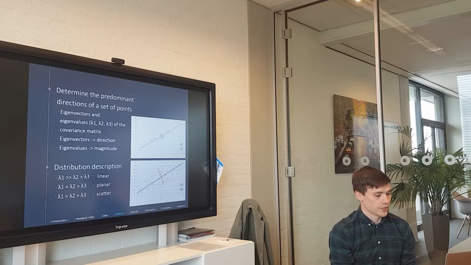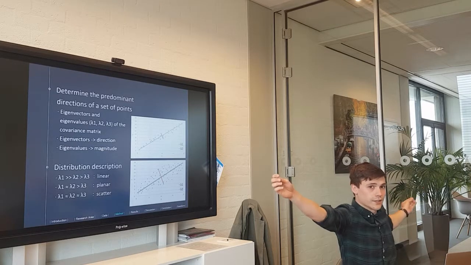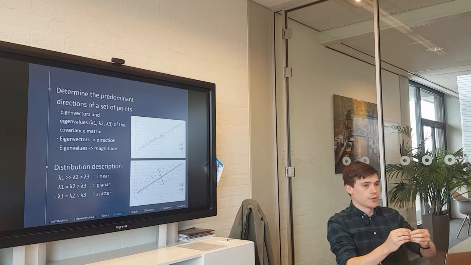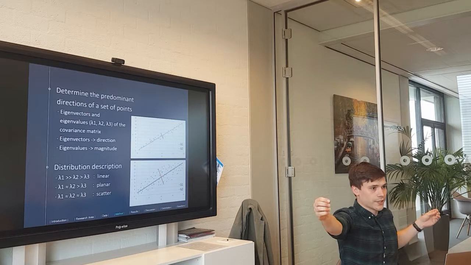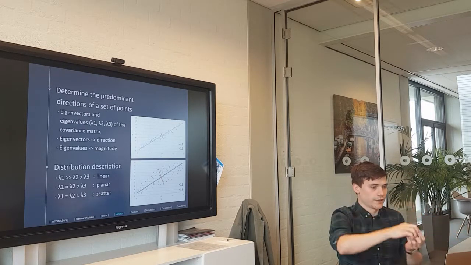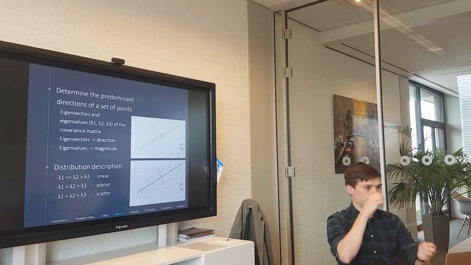With the eigenvalues, you can basically quantify the distribution of the points in space. If the first eigenvalue is way bigger than the 2 after it, it's very linear, so almost all the spread is in one direction. If the first 2 eigenvalues are very big and the third is very small, then it's very flat, very planar. And if the 3 directions are all basically the same, then the points are very spread out in space.